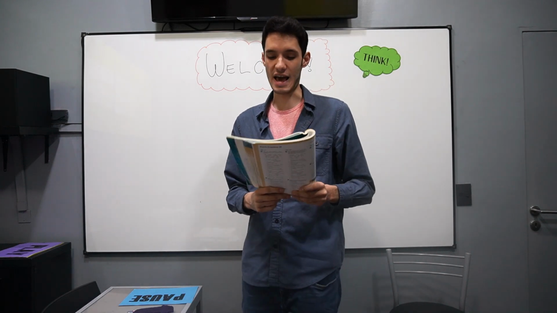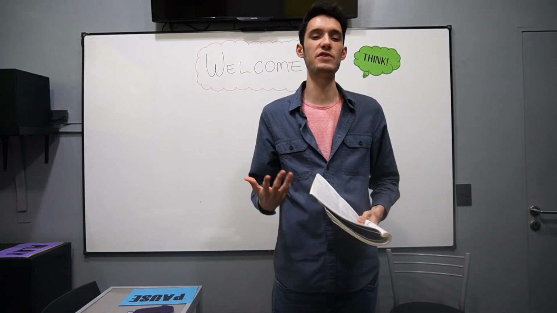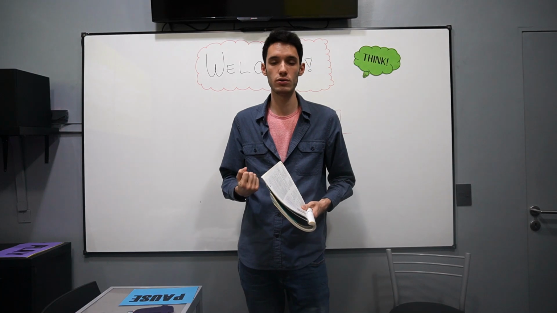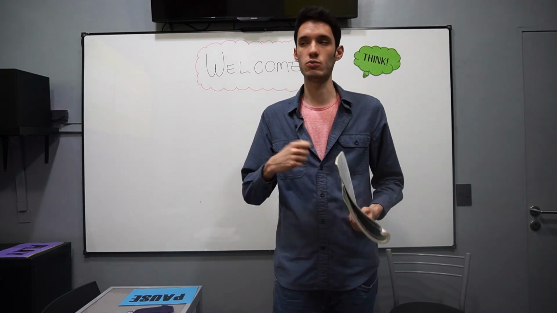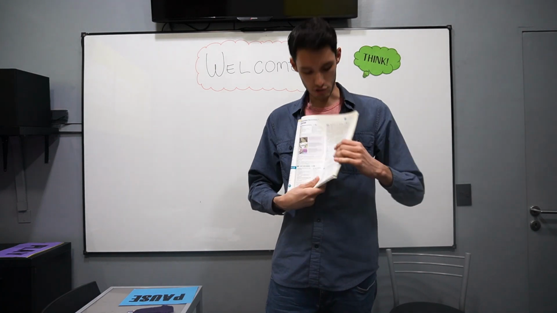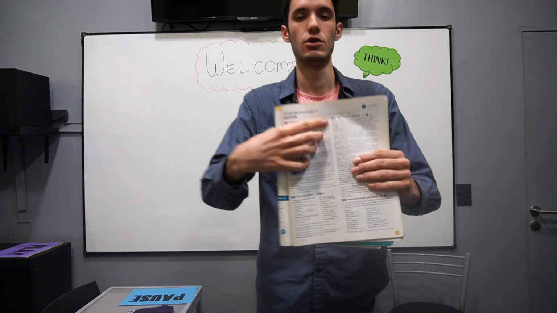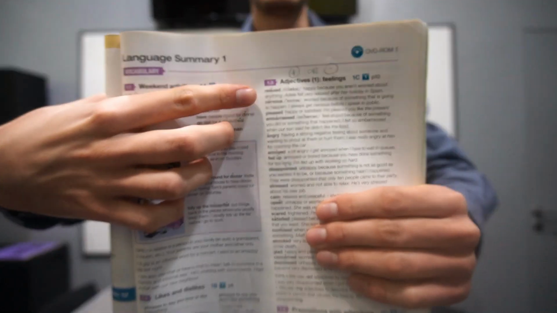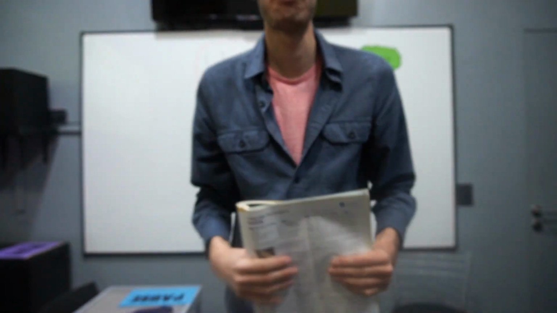So, now we're going to work a little bit on adjectives of feeling, okay? How we feel, the words we use when we want to display emotion. So, let's look over here at the top. Over here, 1.3 at the top, I don't know if you can see it. And it says adjectives, feelings.